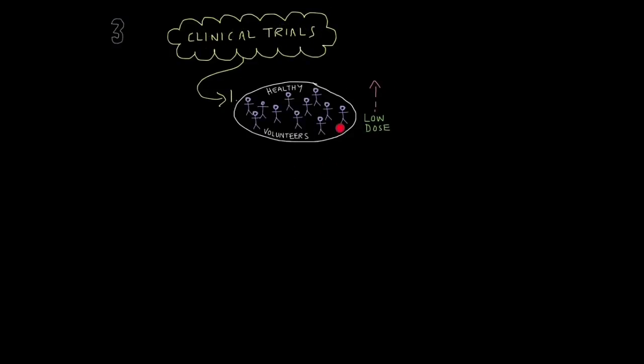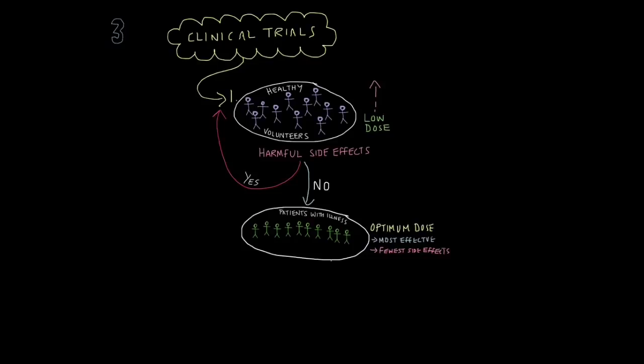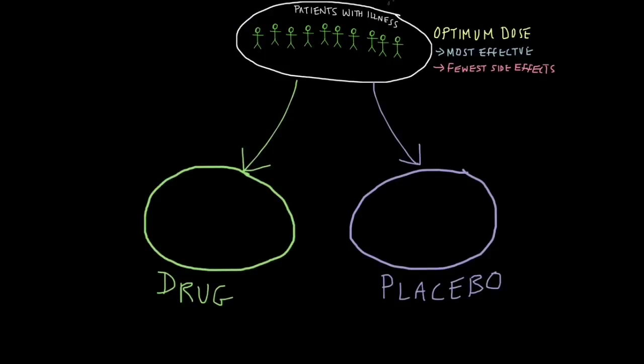Now there are 2 possible outcomes to this. Firstly, if there are harmful side effects, then we're back to square one. We need to go back to the formula of the drug and maybe change things and then retest it. But if no obvious harmful side effects are brought about by the drug, then we can move to testing on actual patients with the illness. We do this to find the optimum dose for that drug. In other words, the lowest quantity of that drug needed to still be effective and bring about very few side effects. However, it's a little bit more sophisticated than that.